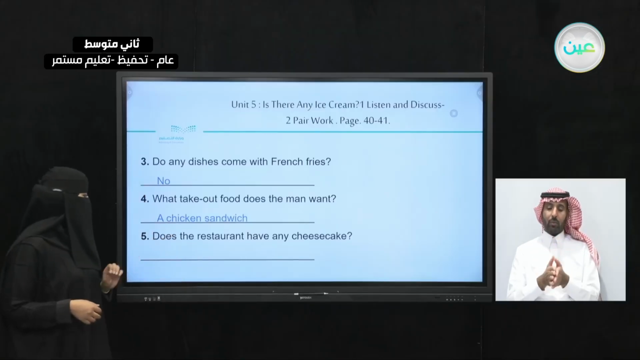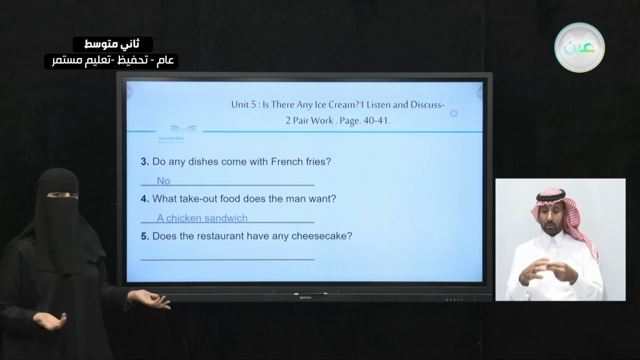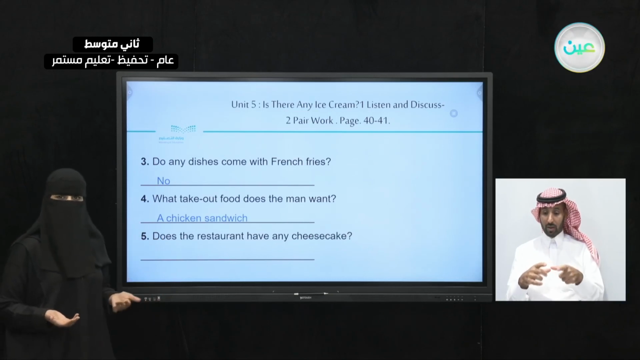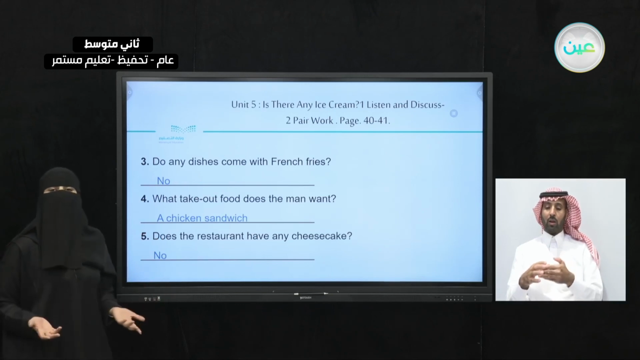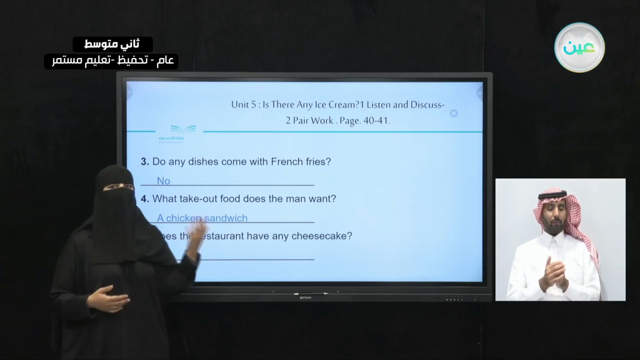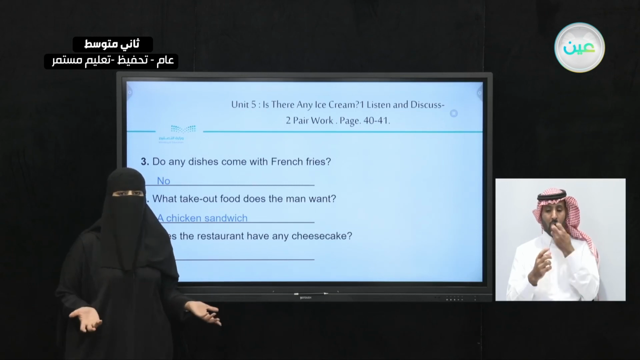Now, how about this one? Does the restaurant have any cheesecake? Do you remember the conversation between the waiter and the customer? No, they didn't have a cheesecake, but there was an alternative. We have apple pie if you like.